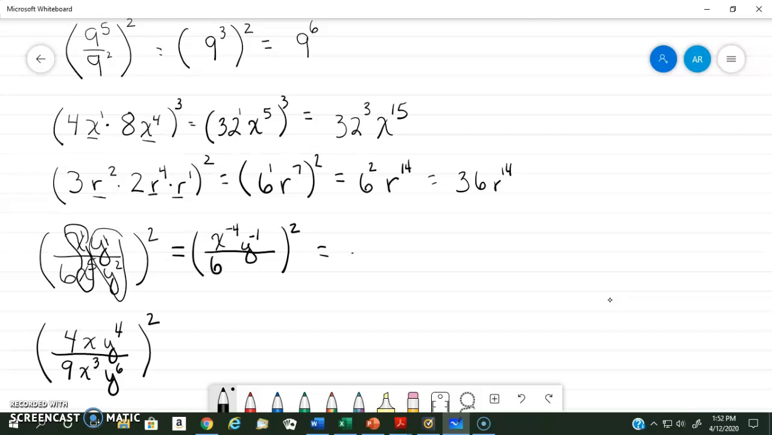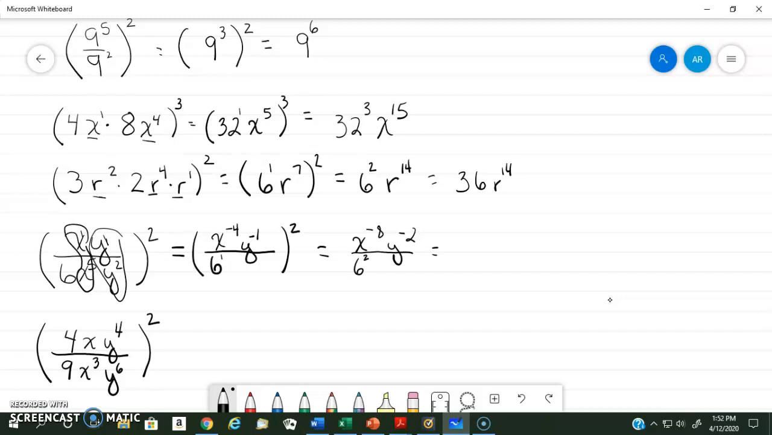So my 6 is going to be squared, so that's going to be taken care of down here. 6 squared, because this is really 6 to the first. So when I do the power of the power rule, 1 times 2 is 2. My x base, 2 times -4 is -8. And then my y, 2 times -1 is -2. So now, this is not where I want to be.